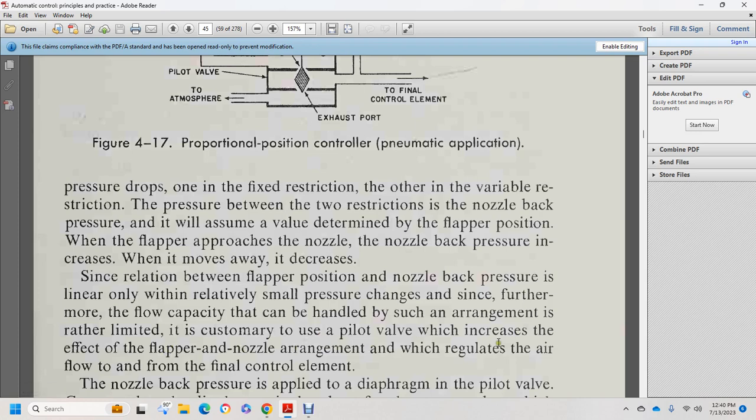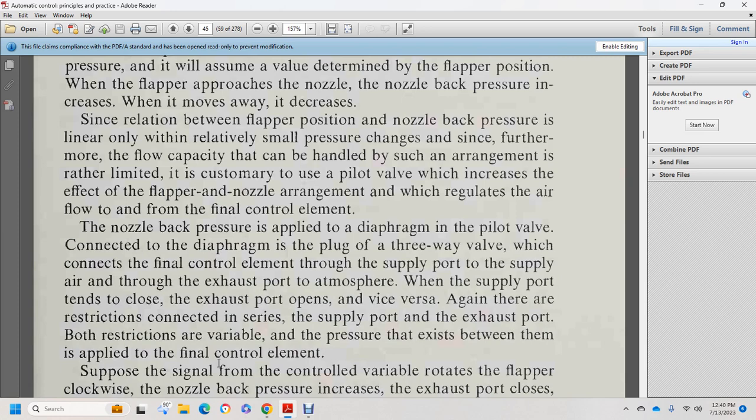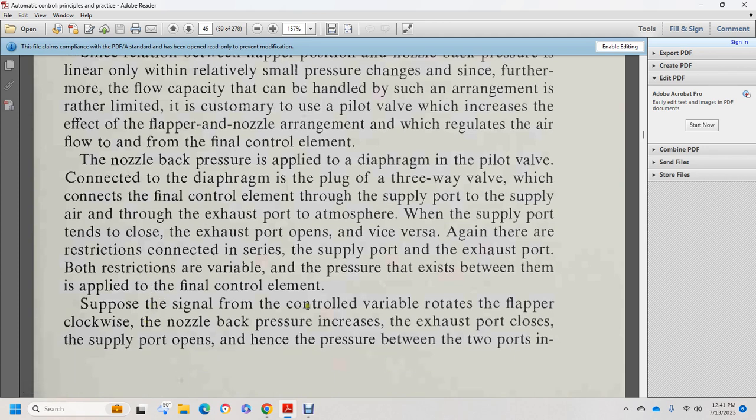With the flapper nozzle arrangement, the pilot valve regulates the airflow to the final control element. The nozzle back pressure is applied to the diaphragm of the pilot valve, which is connected with the plug of the three-way valve, which connects with the final control element through a supply port to the supply air, with exhaust ports to the atmosphere. The supply port closing causes the exhaust port to open and vice versa. Again, they are restrictions connecting the supply port with the exhaust port. Both restrictions are variable, and the pressure between them is applied to the final control element. The single control variable rotates the flapper clockwise while the nozzle back pressure increases and the exhaust port closes.